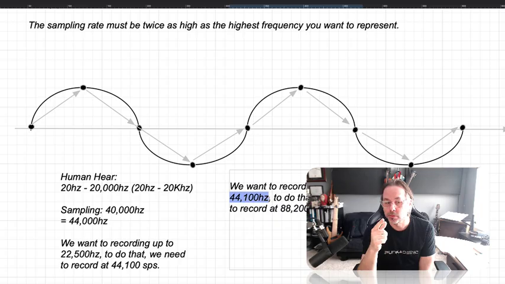So if you care about those upper frequencies, you're recording a very delicate sound, something like that, then yeah, crank up your sampling rate and you'll be able to get those super high frequencies that we can't consciously hear but influence what we are hearing. But if you don't care about that, record at 44,100, the standard.